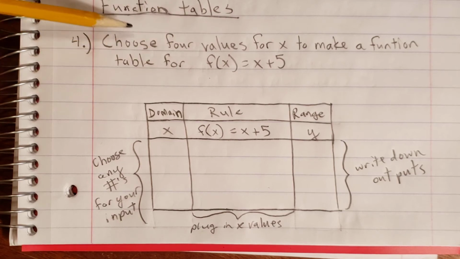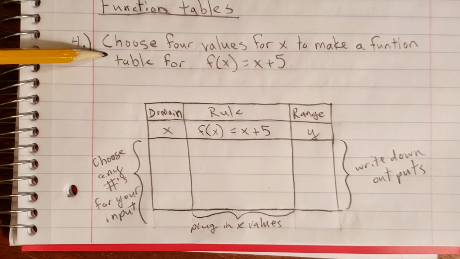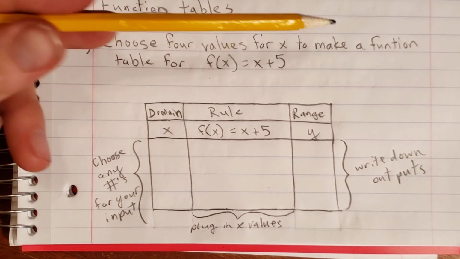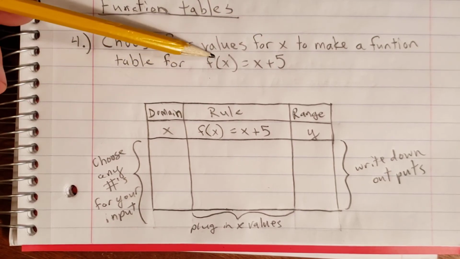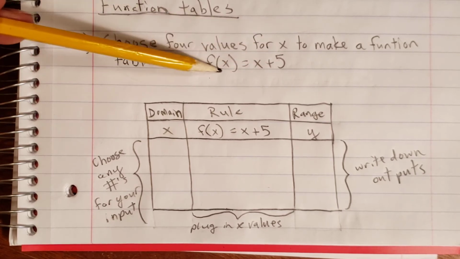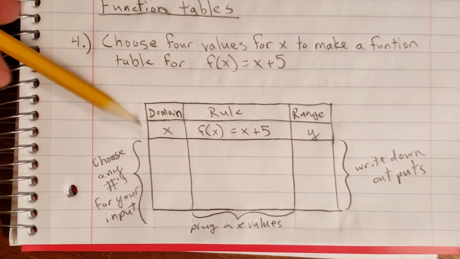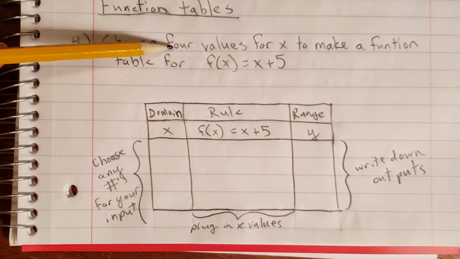Here is what you will see. This part up here says choose 4 values for x to make a function table for f of x equals x plus 5. So the y values are always equal to the x value plus 5. So what do we do here? Well, it says choose 4 values.